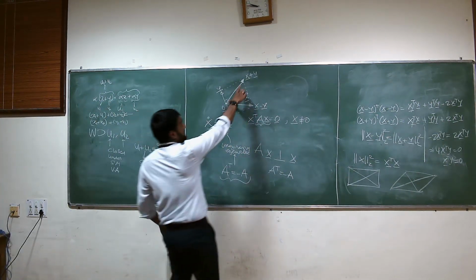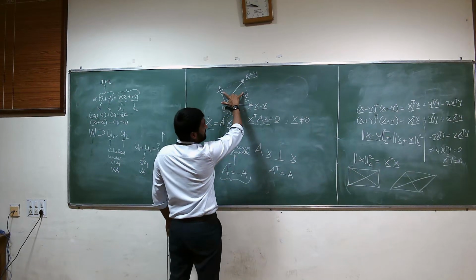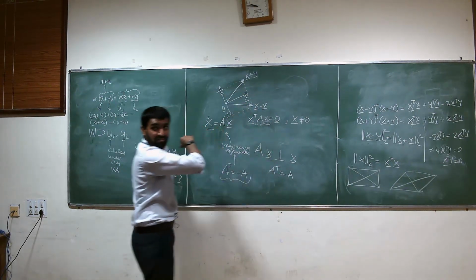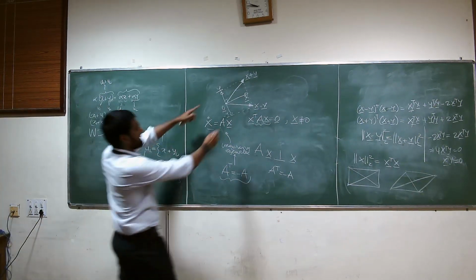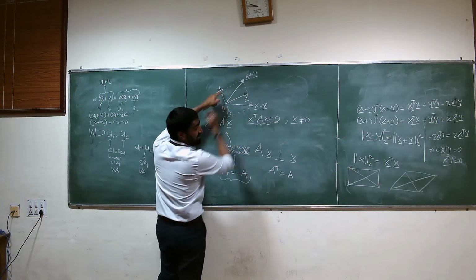Why is it the diagonal? This is the main diagonal. If you move this up, this is the other diagonal. It's not clear why x minus y is the other diagonal, because if you move this up, it's here.